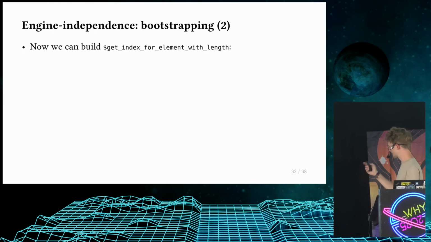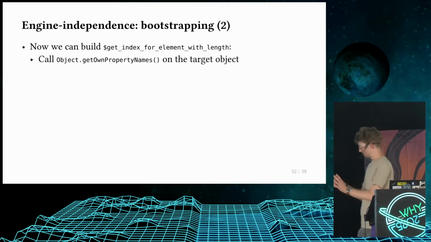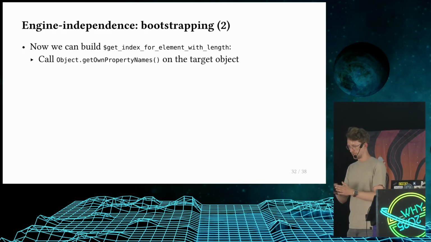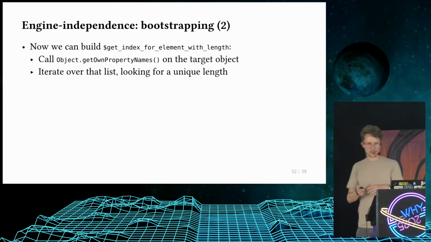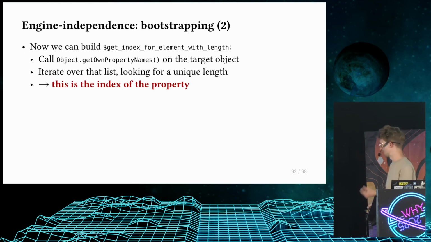So we can build this sort of primitive again, where we run get on property names on an object and get all the property names, and then iterate over that and look for a unique length. Then we know that that is the index of the property that we want.